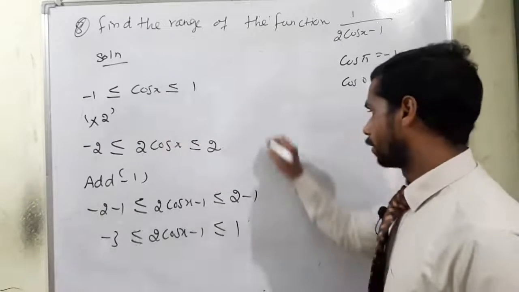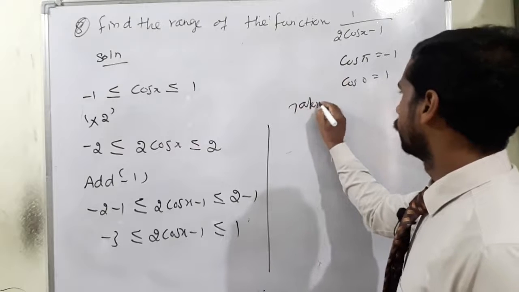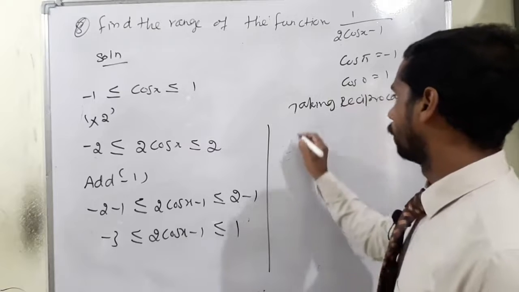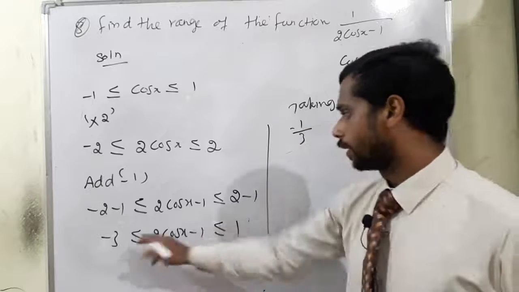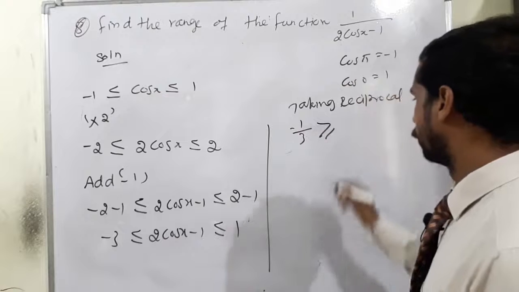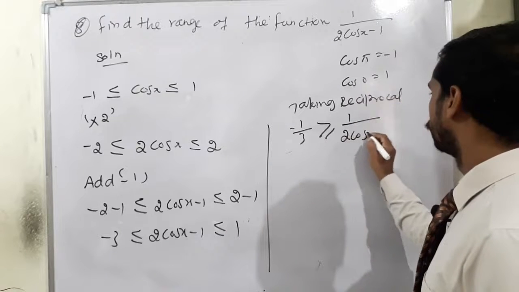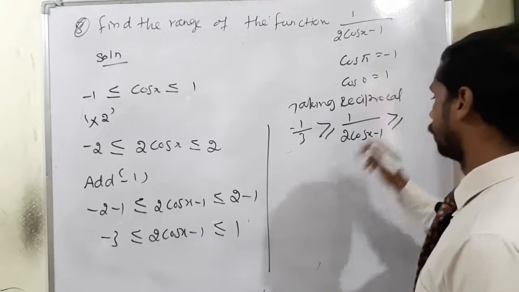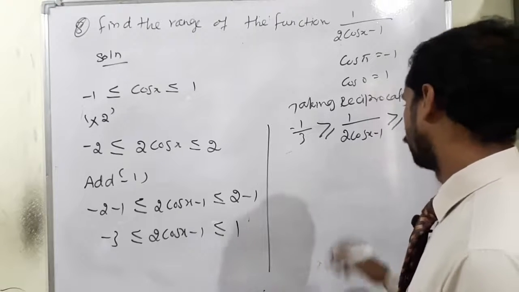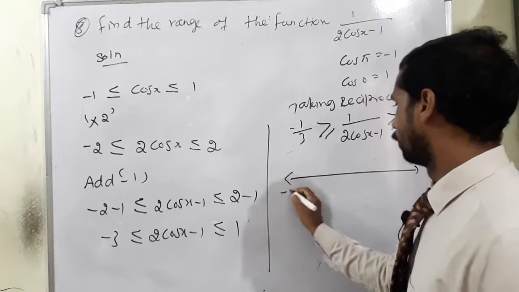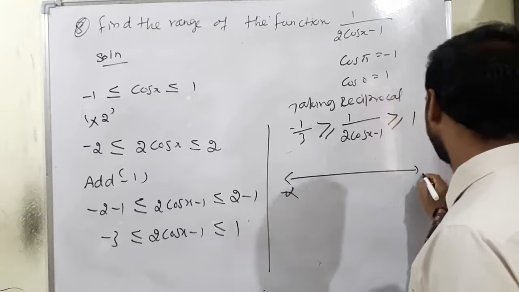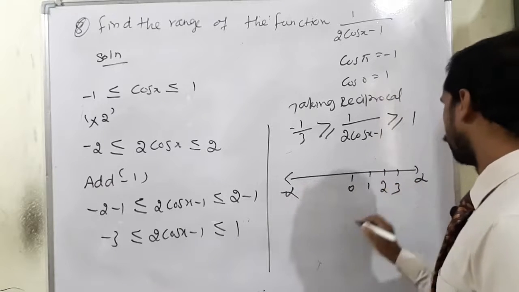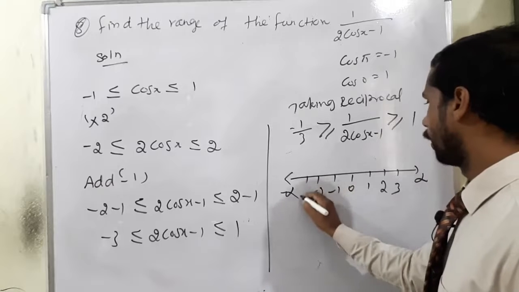Then taking reciprocal, isn't it? So, taking reciprocal, what will happen? Minus 1 by 3, the inequality symbol becomes greater than or equal to, again 1 by (2 cos x minus 1), greater than or equal to 1 by 1, also 1 only will come. Then take it on one number line. Minus infinity to positive infinity, center 0, 1, 2, 3 on the positive side, negative 1, negative 2 and negative 3.